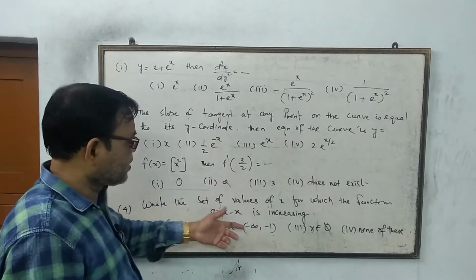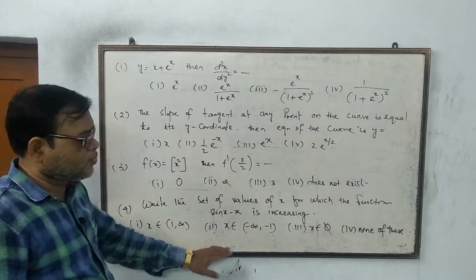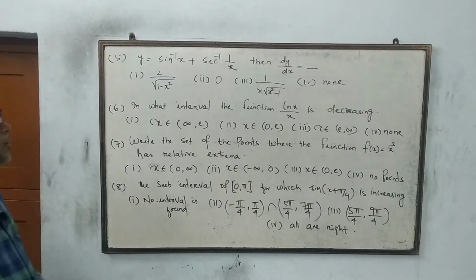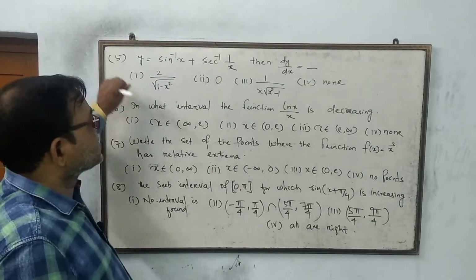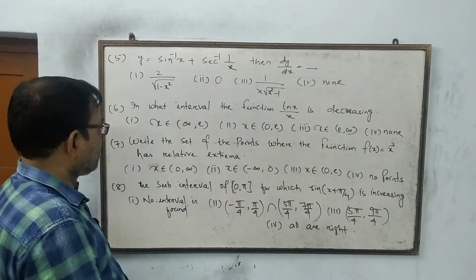to dash. Write the set of the values for which the function sin x minus x is increasing. Four options are given here. Okay students, question number 5 on the board. Sin inverse x plus sec inverse 1 by x is equal to y, then dy by dx equal to dash.